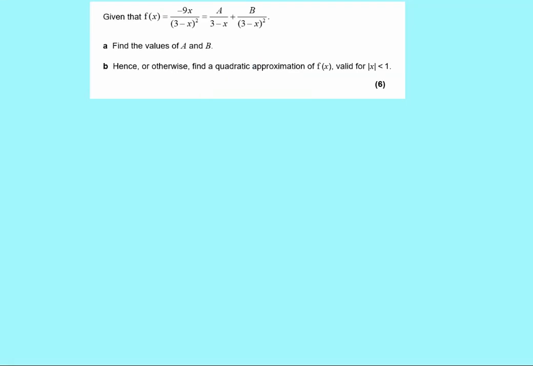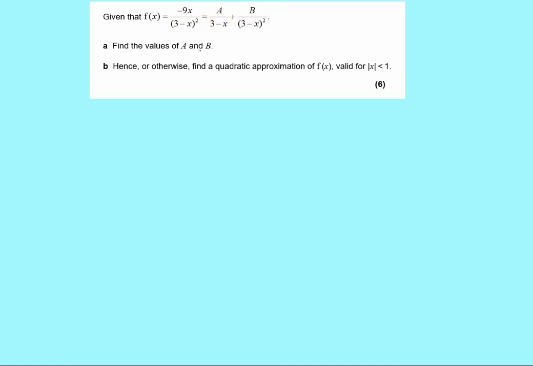Now, here we have a function of x: minus 9x on the top, (3 minus x) squared on the denominator, and we're told it can be written in this form, two partial fractions. Let's just talk about why they're telling us this form. If we look here, the power on the top is x, and on the bottom I'm going to have x squared, so we know it's not going to be top heavy. It's always worth checking because they don't have to give you this form. And if it's top heavy, you're going to have a constant or maybe more at the start. So let's find the values of a and b.